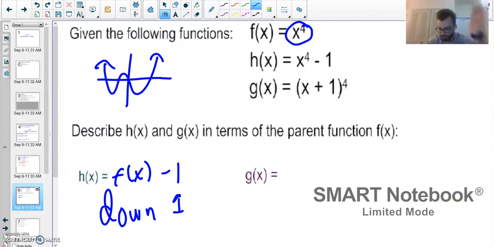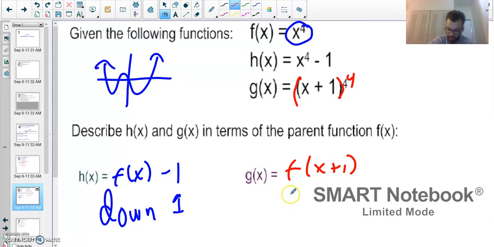All right. If we look at g of x here, there's this quantity being raised to the 4th power, right? So really, you can think of this x plus 1 as our x term. That's our input. That's what's happening inside of our function. So really, I'm taking f of x plus 1. I'm plugging x plus 1 in for my x value. All right, so if it's happening on the inside, what does that tell me?